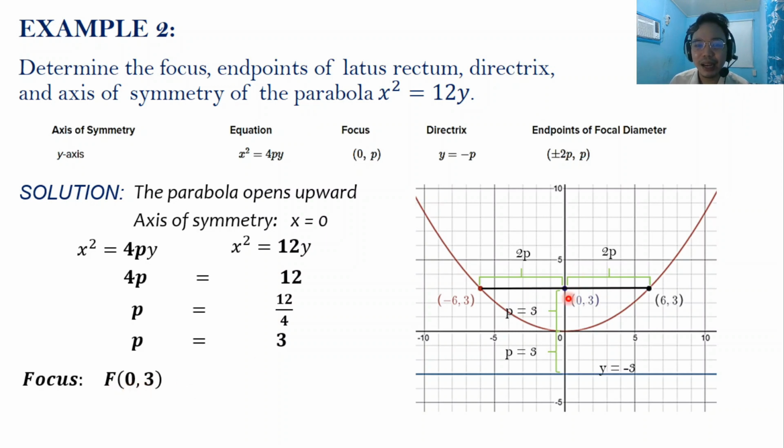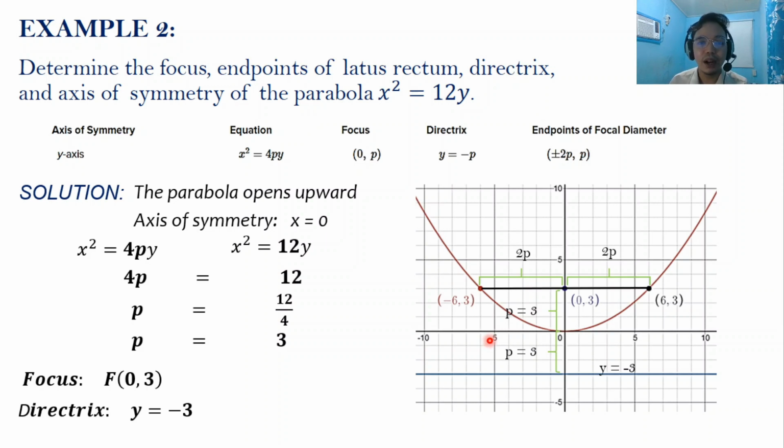So ano-ano pa yung mga kailangan nating hanapin? The directrix. Kanina sinabi ko na ang distance from vertex to focus ay katulad lamang ng distance ng vertex going to the directrix in opposite side naman. So kung tumaas tayo, makukuha natin ang focus, bababa naman tayo upang makuha ang directrix. So 1, 2, 3. This is the line. So this is y equals negative 3. Okay, that is our directrix.